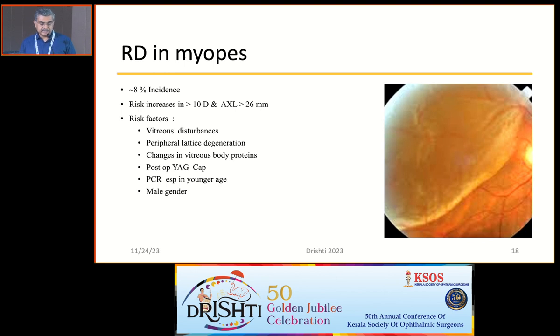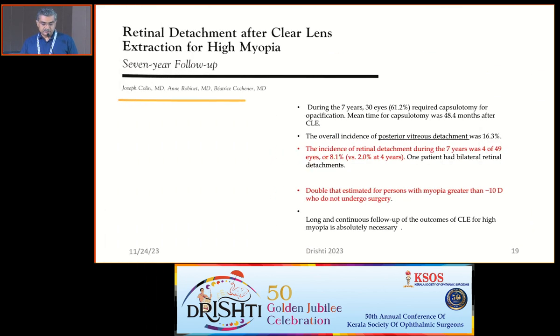There is almost 8% incidence, especially in patients with higher than 10 diopters of myopia and axial length more than 26. We know what the risk factors are. Even a post-operative PC YAG capsulotomy also increases the risk of retinal detachment. The literature says that the incidence is more than double in a myope compared to a myope of the same degree who has not undergone a surgery.